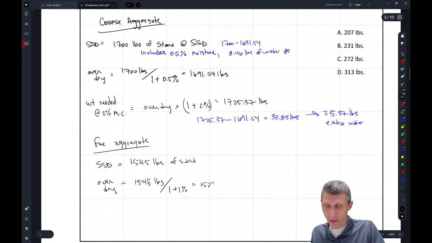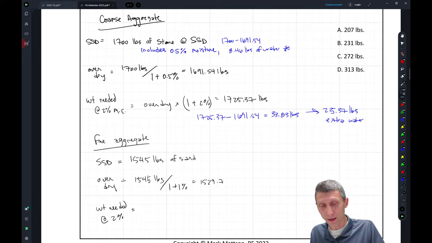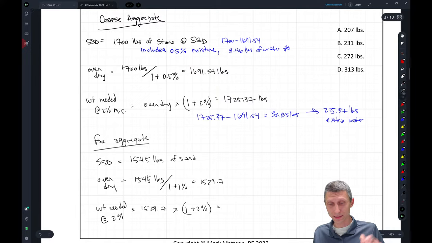That's 1529.7, and the weight needed at 2%, because this is also 2%, they're both at 2%, just magically, actually, it just made the problem easier. Okay, we're going to take that 1529.7 and multiply it now times the 1 plus 2% to get the actual weight that we would need here. So, what do we have? 1529 times 1.02. That's going to bring us up to about 1560.3 roughly pounds.